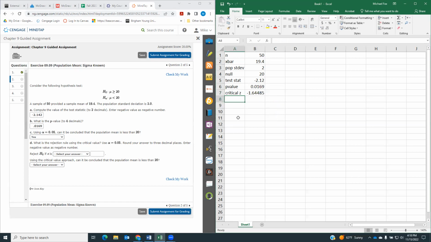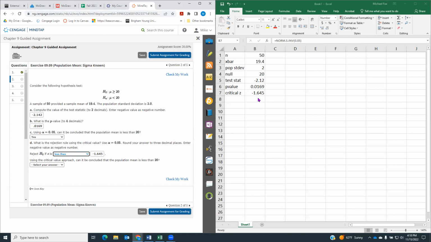And so we see that the z-score of the alpha, rounded to 3 decimals, is negative 1.645. In other words, we're going to reject the null hypothesis if z is less than negative 1.645. So now we're looking at it from two ways. One way is the p-value, which says if the probability of getting the test statistic is less than alpha, then we'll reject the null and accept the alternative.